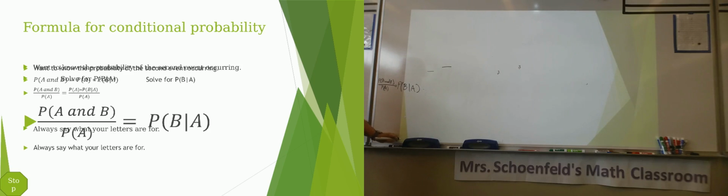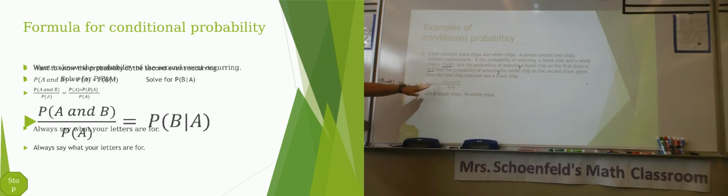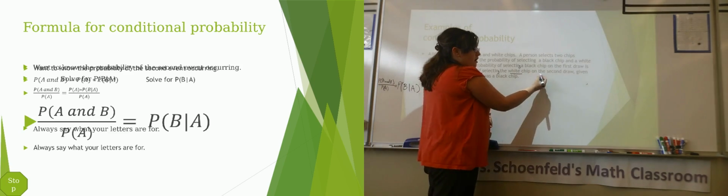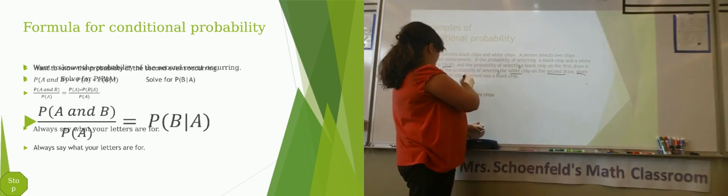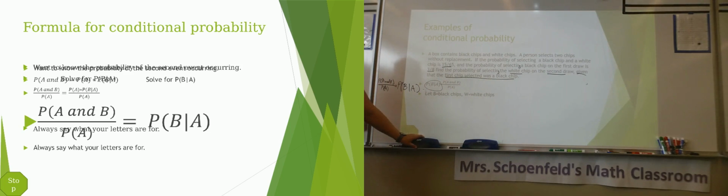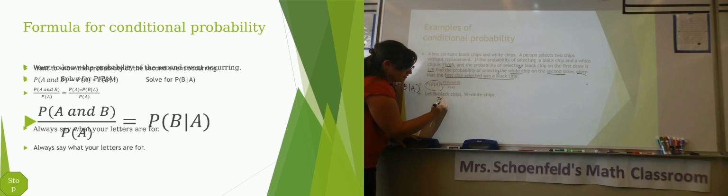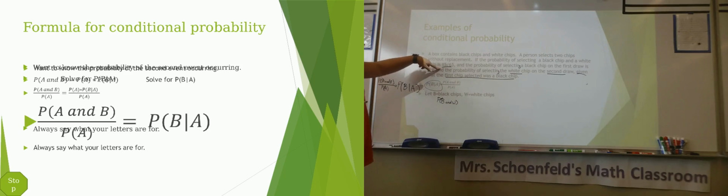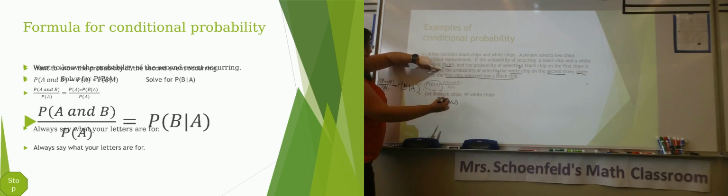Okay, so let's actually use that. So what we're looking for is, what's the probability of selecting the white chip on the second draw given that the first chip was black? So that's that key sentence that we actually have to figure out. Okay, so I need to know what's the probability of the black and white happening. We know that one. The probability of a black and a white chip getting selected is 15/65.